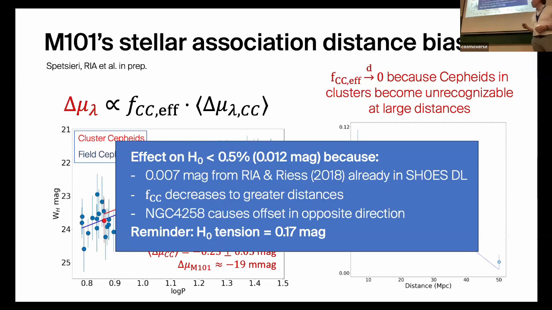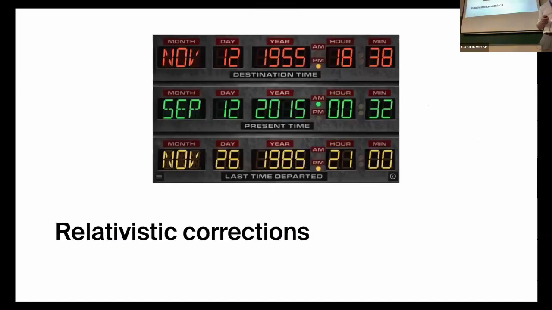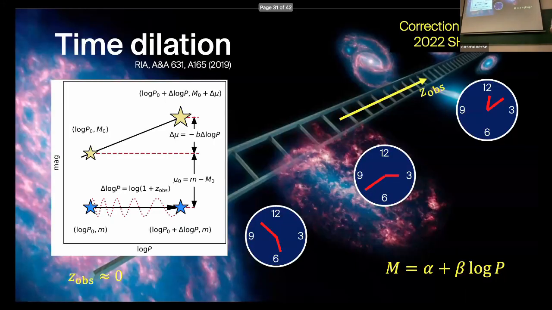However, this type of work, of course, helps us sharpen the uncertainties and have confidence in the statements of the systematics. We also looked into relativistic effects and how they may actually end up biasing the results. And I see a couple of people smiling, so you recognize this from Back to the Future. Essentially, Cepheids are clocks. We're measuring periodicity of variability, right? So this is just time.